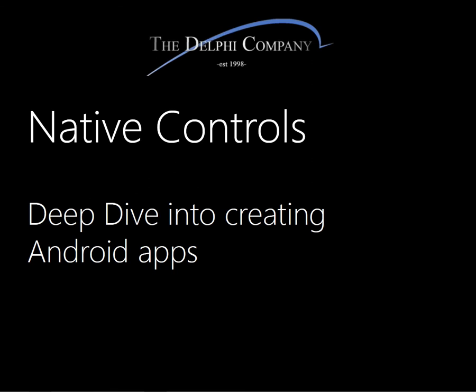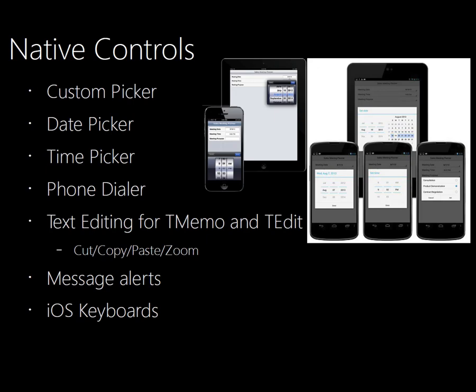Next we're going to take a look at the native controls. Native controls are actually controls that are partly FireMonkey and partly actually calls into the SDK to show an actual Android calendar or an iOS calendar. There are a number of native controls. They're custom picker, date picker, time picker. They're all native controls, so they actually bind to controls in a given platform.